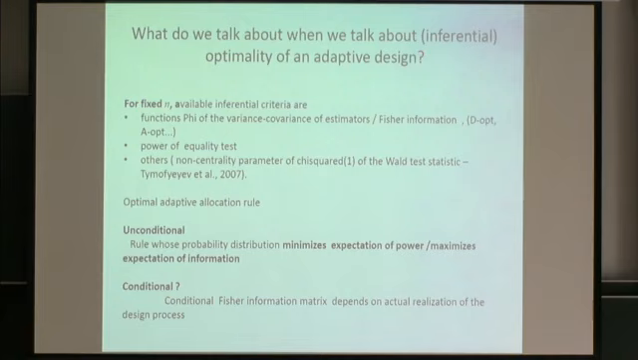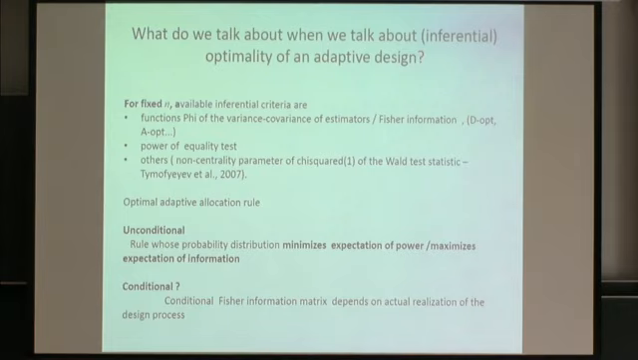Inferential criteria. When n is fixed, they are functions of the variance-covariance of the estimators, or Fisher information, like, as we know, A-optimality, the power of the quality test, and other similar criteria.